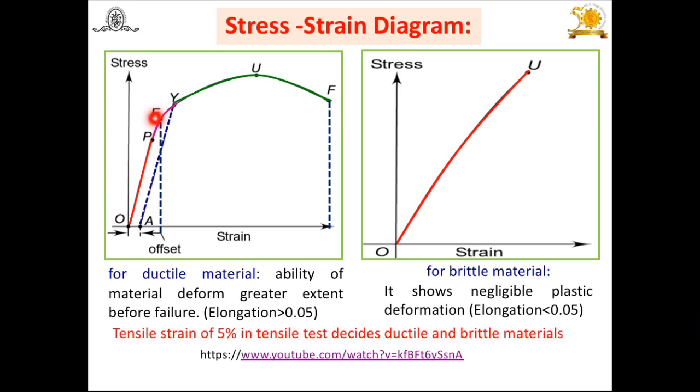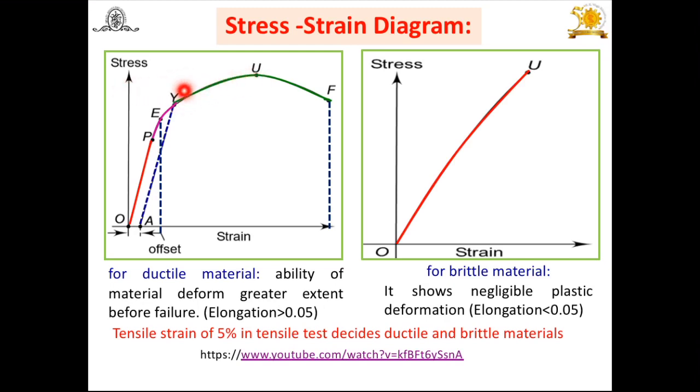Try to understand. Then after E, another point is Y. Y is the yield point. Yield point means after this point, plastic deformation starts. After removing the load, that component can't regain its original shape and size. There is some straining or elongation of the material. That means plasticity starts. Plastic deformation started at this point Y. And even though the load is applied, it is going to increase.